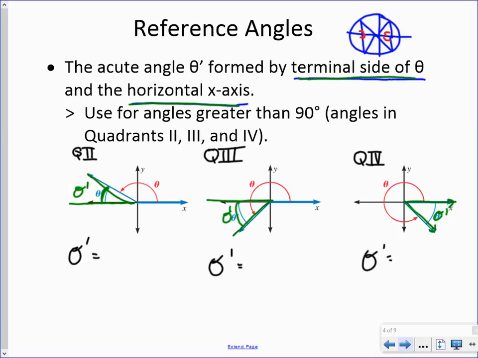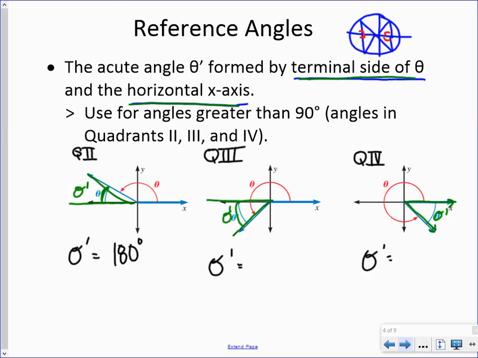Do we need any more time? We're ready? Okay, Haley, tell me what your group said for quadrant 2. For quadrant 2, we said 180 minus theta, or pi. Not 2 pi, pi minus.